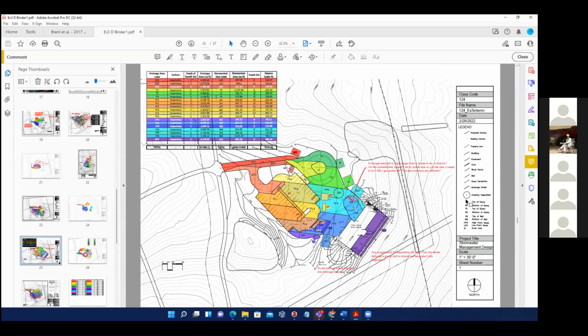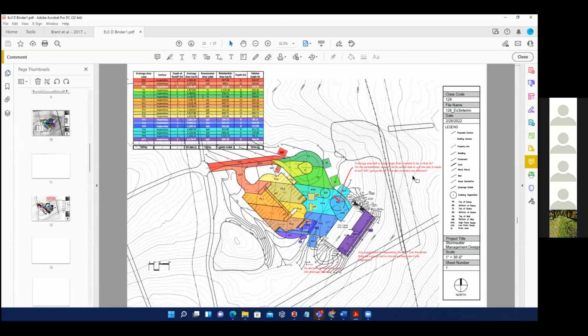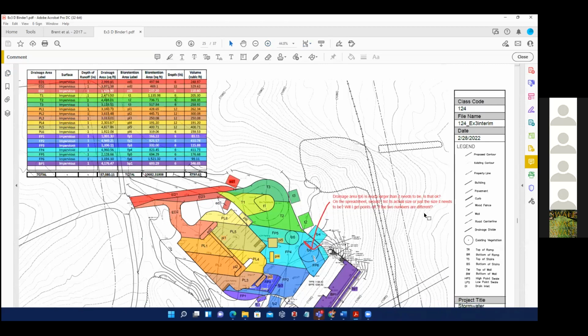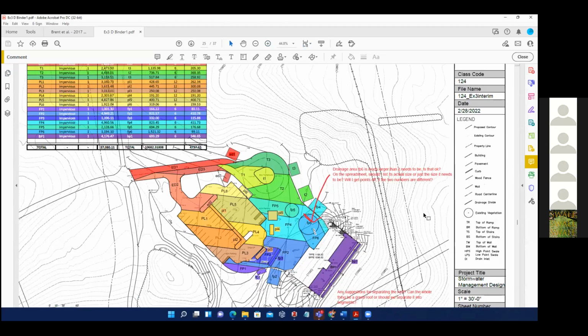So this one is Kyle's. Make sure Kyle is here. Yes, you are. Good. So let's take a look here. You have the rainbow. You have 3 questions here. Let's see, drainage area. FP6 is much larger than it needs to be.